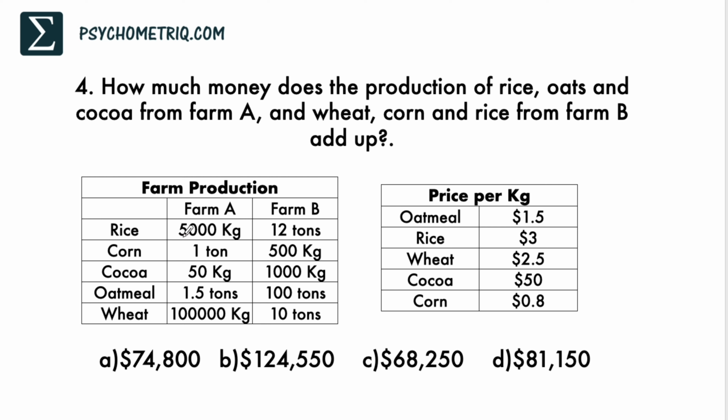That is, from Farm A, we need rice, oats, and cocoa. And Farm B is asking us for wheat, corn, and rice. And now we have to multiply the kilograms of what they ask us for by its price. That is 5,000 kilograms of rice by $3, 50 kilograms of cocoa by $50, 1,500 kilograms of oats by $1.50. Perform the entire operation and that's it.